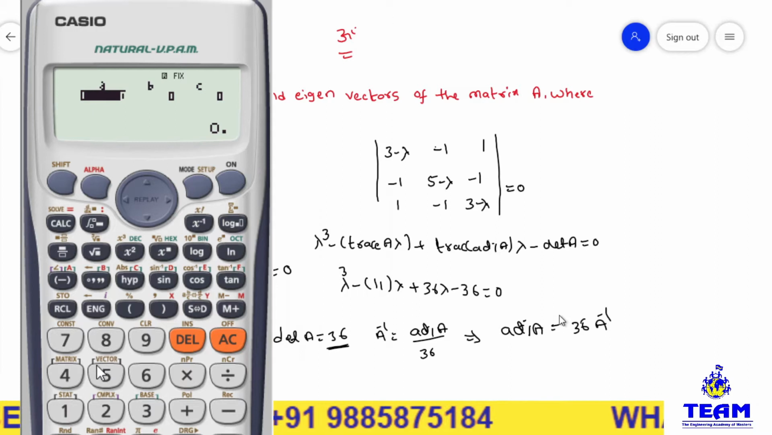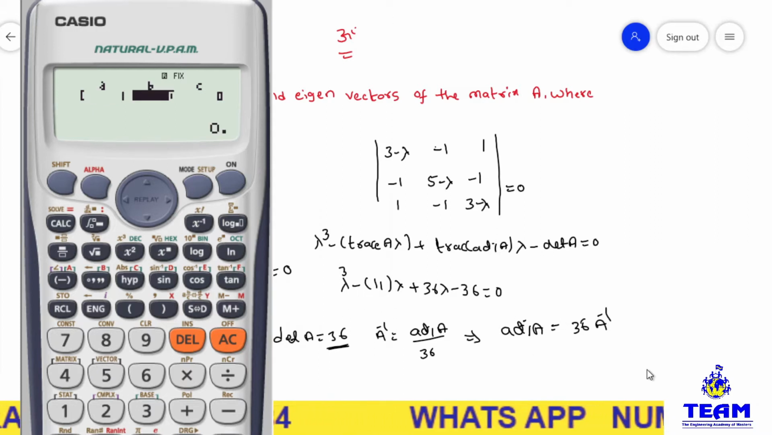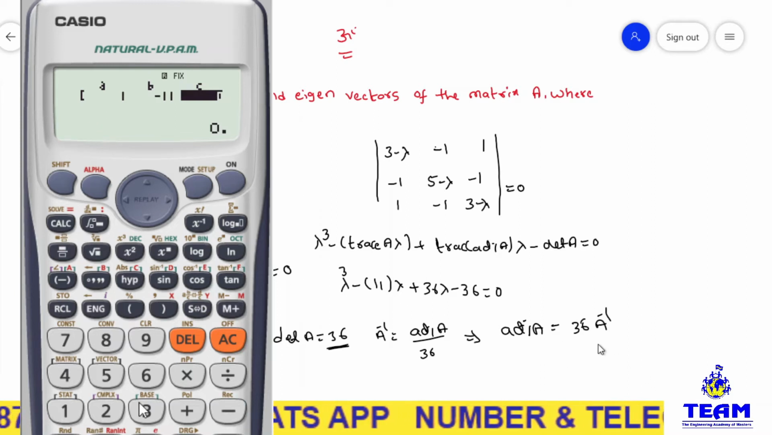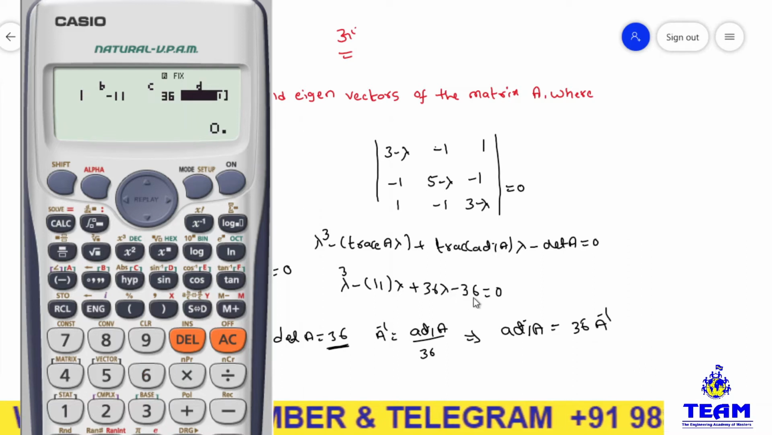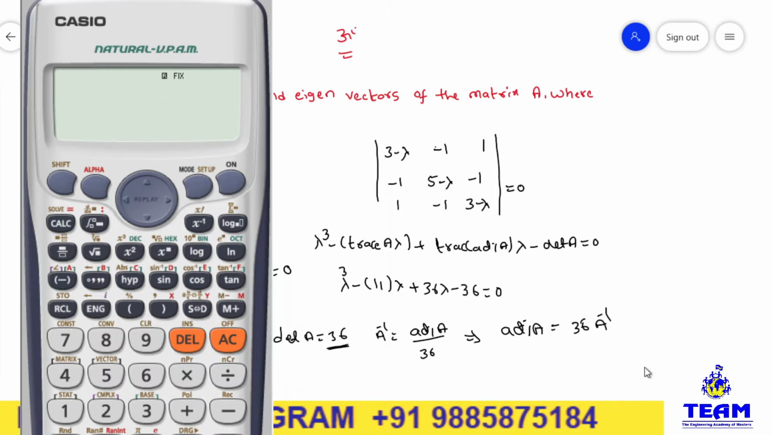What is the lambda cube quotient here? You have 1, so press equal. The next lambda quotient is minus 11. The next lambda quotient is 36. And what about the constant here? You have minus 36. Press the equal button. Again, you press equal.